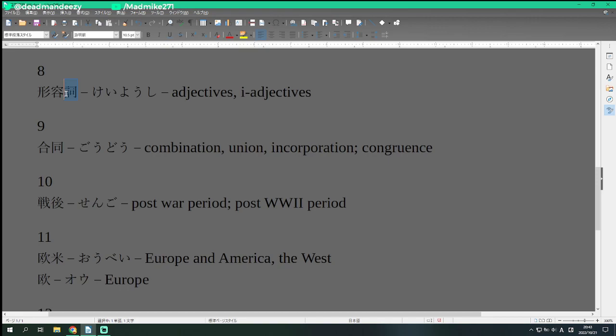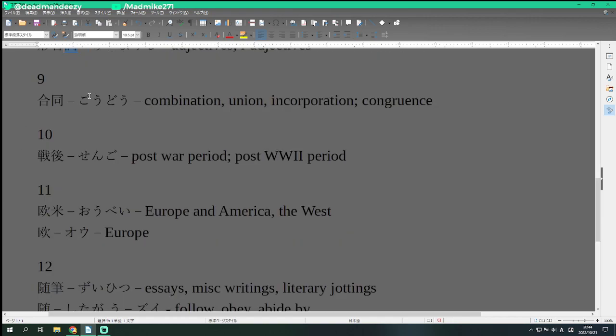Keiyoshi are adjectives. Words containing shapes. Keiyoshi are adjectives.